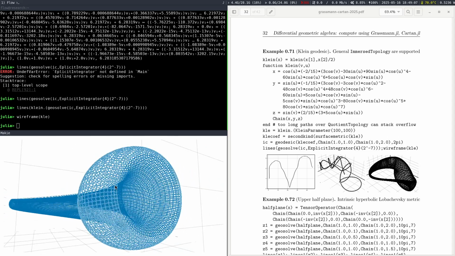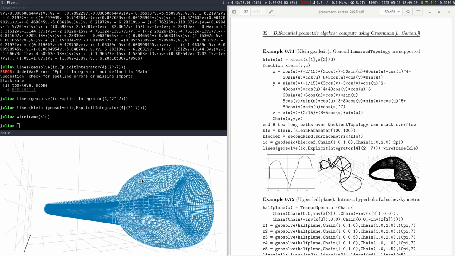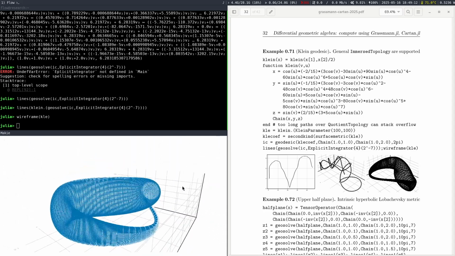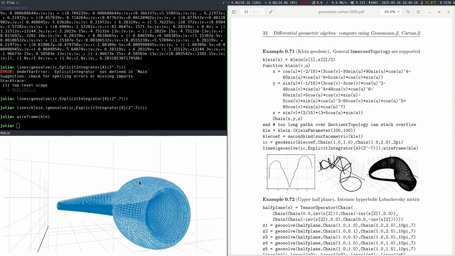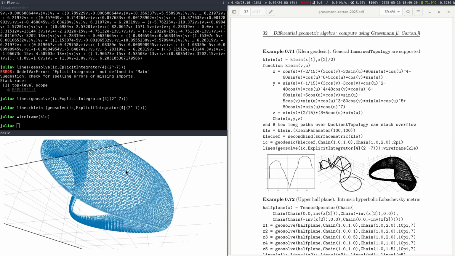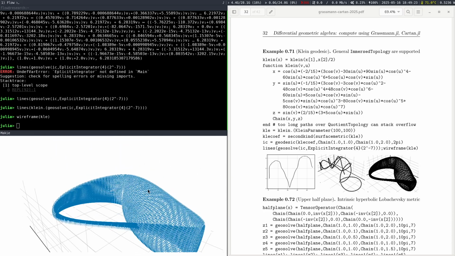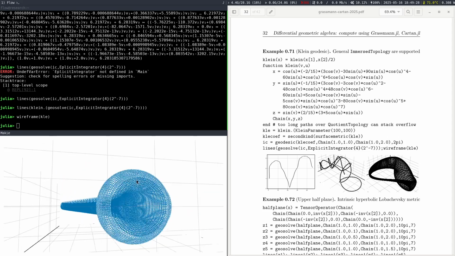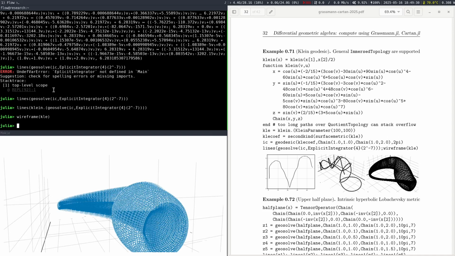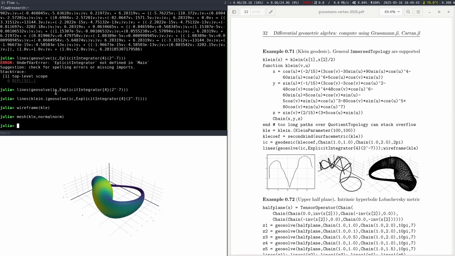So this is a one-sided surface, and even though it's a one-sided surface, we can solve the geodesic differential equation on it, and it just keeps going on the topology. Although you could reach some kind of a stack overflow limit if you extend the time duration too long on this type of topology, the way it's currently implemented at least. And you can of course look at the normal norms.